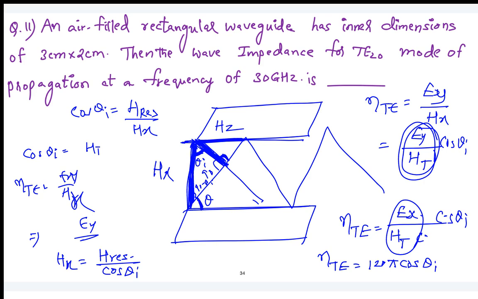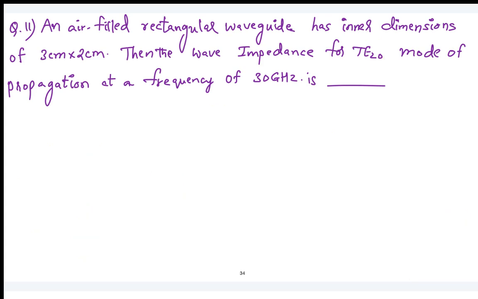So first of all, how to find out this wave angle? Can you tell me how to find out the wave angle? The wave angle can be defined by the mode of operation. Okay, it falls in the second mode. So first calculate the wave angle. First of all, you know that sine theta is equal to fc divided by f. So calculate the cutoff frequency for the second mode. Do it quickly.